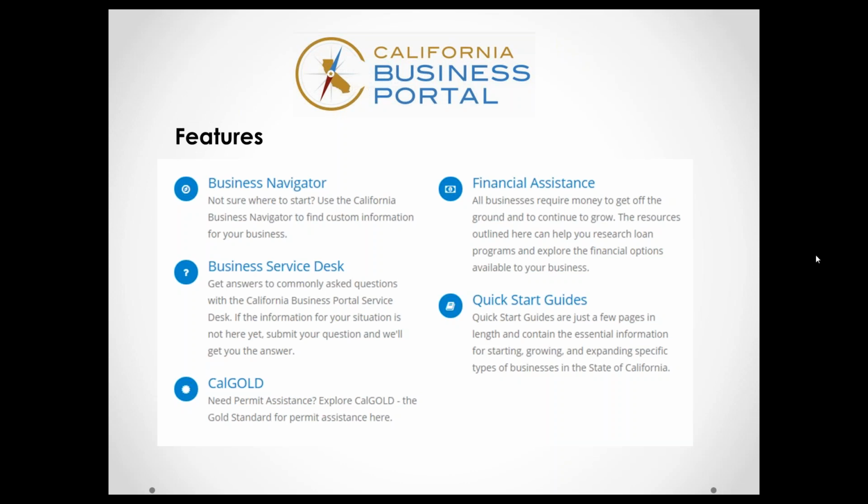And lastly, we have CalGold, of course, which is our online permit assistance tool. So after answering a series of questions, it will give you a list and contact information of where to get your permits from the local, state, and federal levels, and also other requirements, just basic general requirements for that, which is a great customized tool as well.